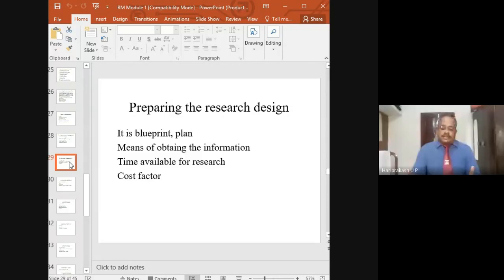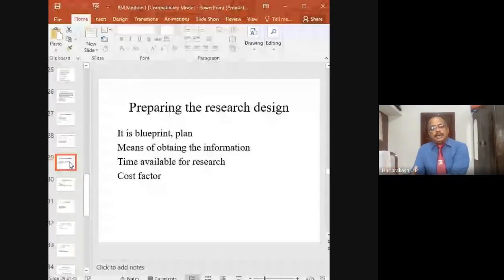Okay, when are you going to complete this? When are you going to collect the primary data? When are you going to collect the secondary data? When are you going to do the analysis? When will you be coming with the final? When are you going to prepare the report? Everything will be in a time bound manner. It should be very clearly mentioned in this research design.